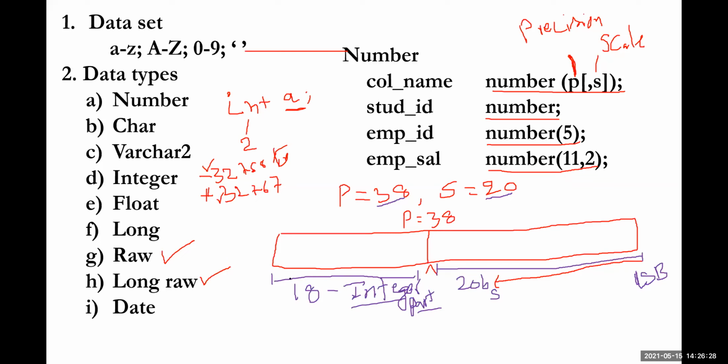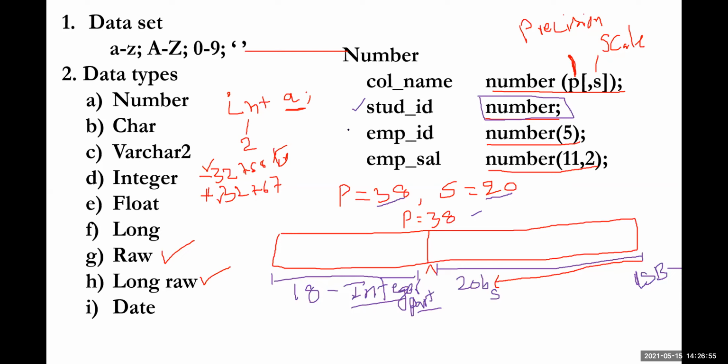For student ID, we have taken number. There is no precision value and no scale value at this moment. We did not give any precision value or any scale value. So for student ID, it could be stored in such a way: 18 digits or 18 bytes of integer part. 18 bytes in the sense.